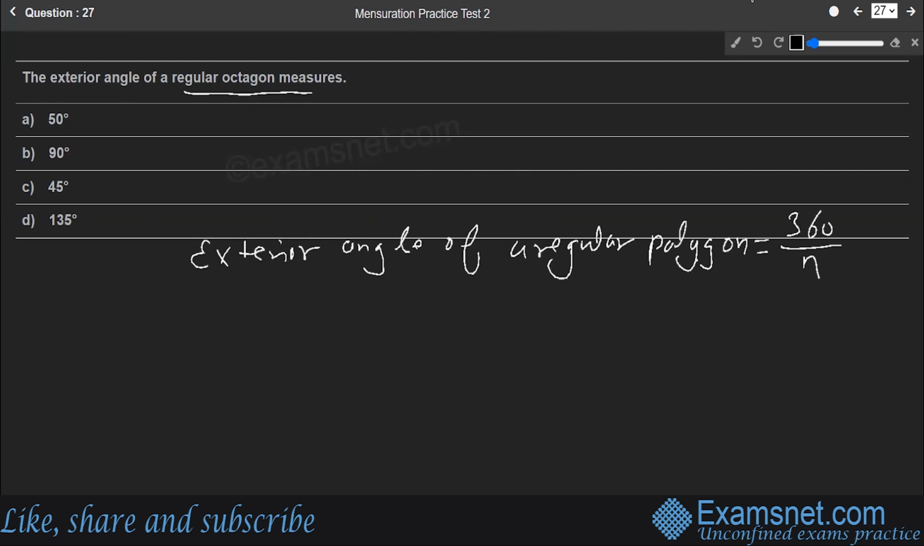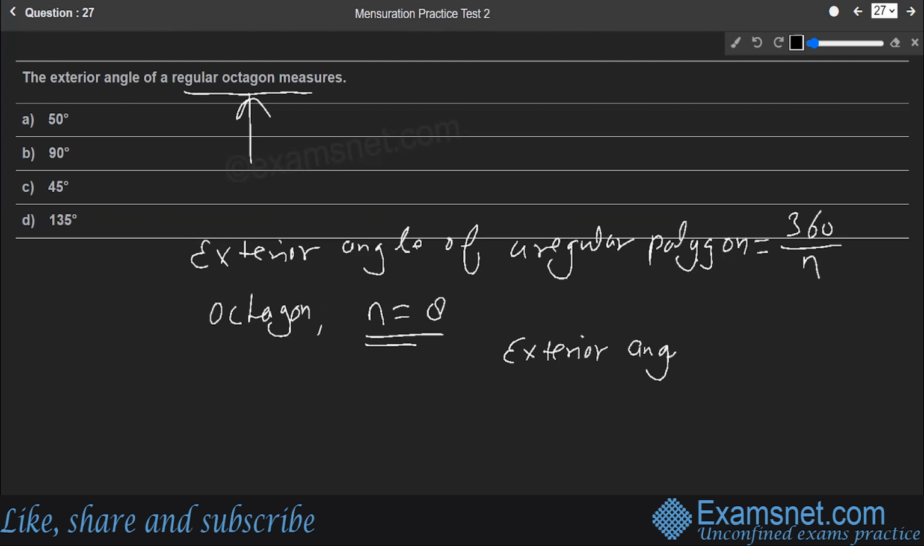So here we have got an octagon. An octagon has got 8 sides. So the n value in the case of an octagon is 8. So the exterior angle for an octagon can be calculated by 360 divided by 8, which is nothing but 45 degree. So that becomes the answer, 45 degree. Option C.